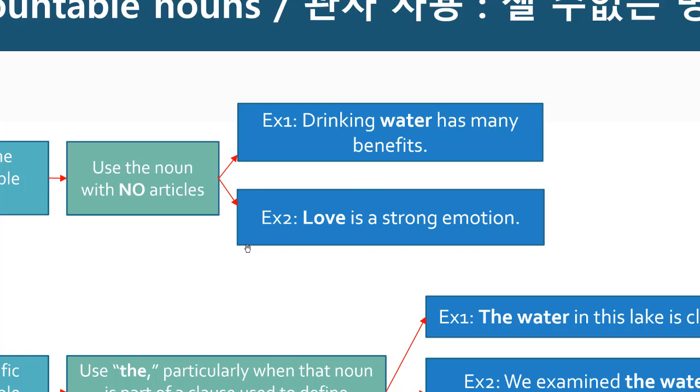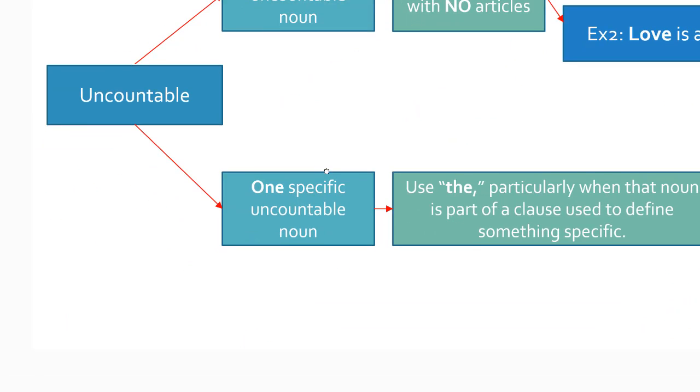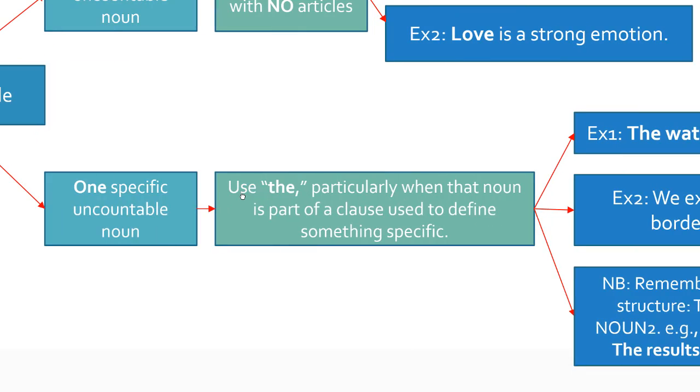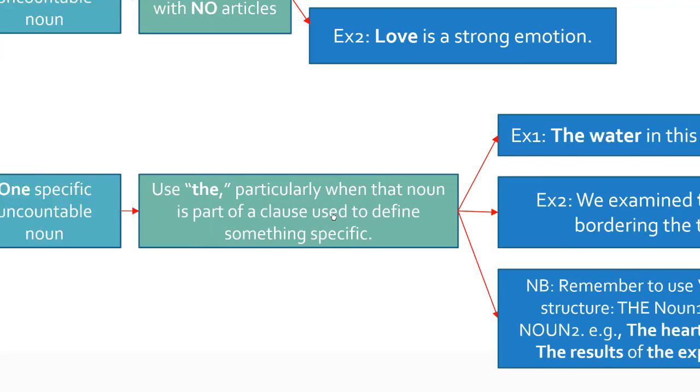Love is a strong emotion. So no articles. You don't say the love. It's just love. Or money. Money is good. Love is good. One specific uncountable noun, if you're referring to one particular noun, use the.